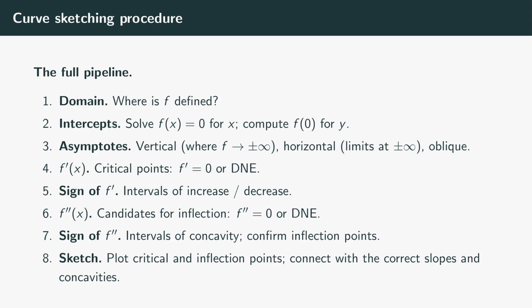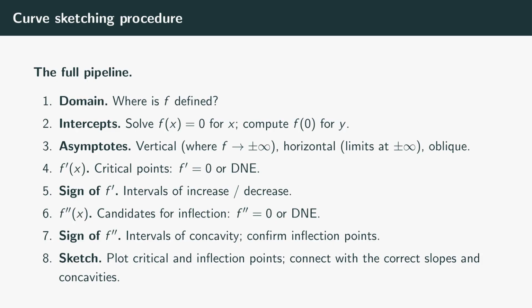The full curve sketching procedure, combining everything from the last several episodes. Step 1. Identify the domain. Where is the function defined? Are there forbidden inputs, division by 0, square roots of negatives, logarithms of non-positives? Step 2. Find the intercepts. Where does the graph cross the axes? Solve f of x equals 0 for the x-intercepts. Evaluate f of 0 for the y-intercept.